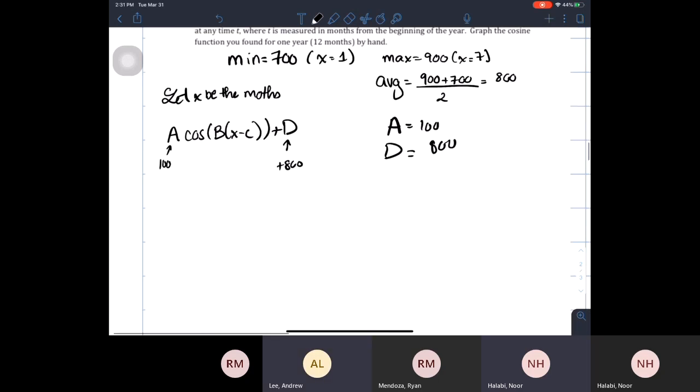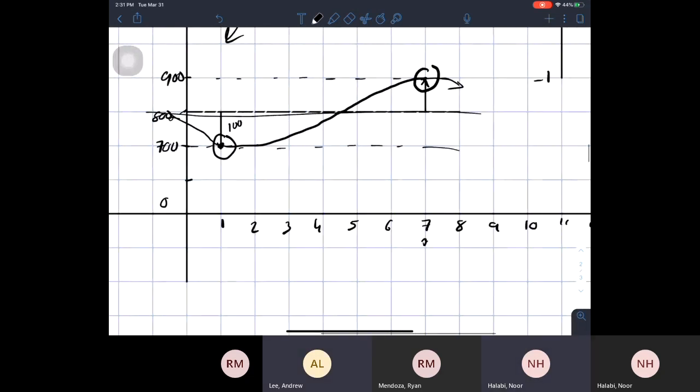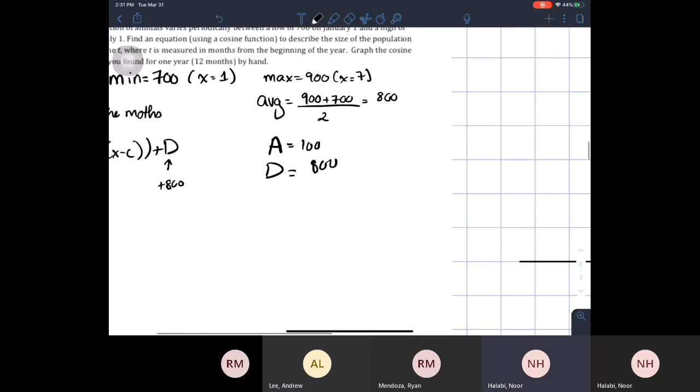And the reason why she got 800 in the first place was just because you have a maximum of 900 and a minimum of 700. The 800 just happens to be directly in the middle. Yes. Whatever is in the middle, that's gonna be your vertical shift for cosine and sine graphs. So there's that, and then we got the amplitude.